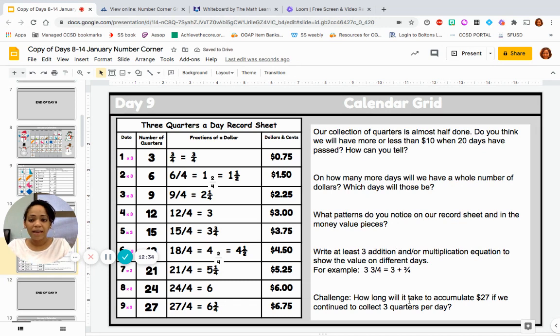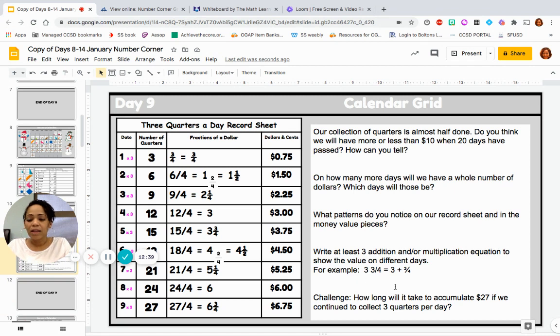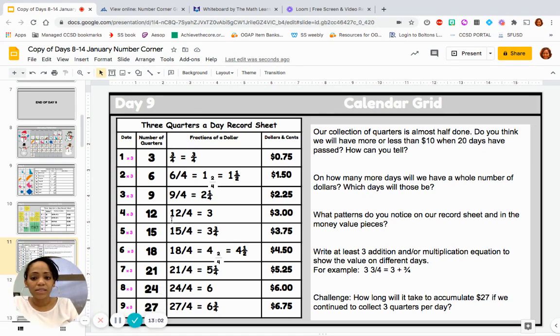If you have extra time, here is your challenge. I want to know how long it's going to take to collect $27. If we're going to continue to collect 3/4 a day, how long is it going to take to collect $27? So you can also add that to the Whiteboard page that you're creating with your 3 addition or multiplication equations. So you may want to pause this video so that this screen stays up while you are working on your equations, and also so that you can see the challenge.